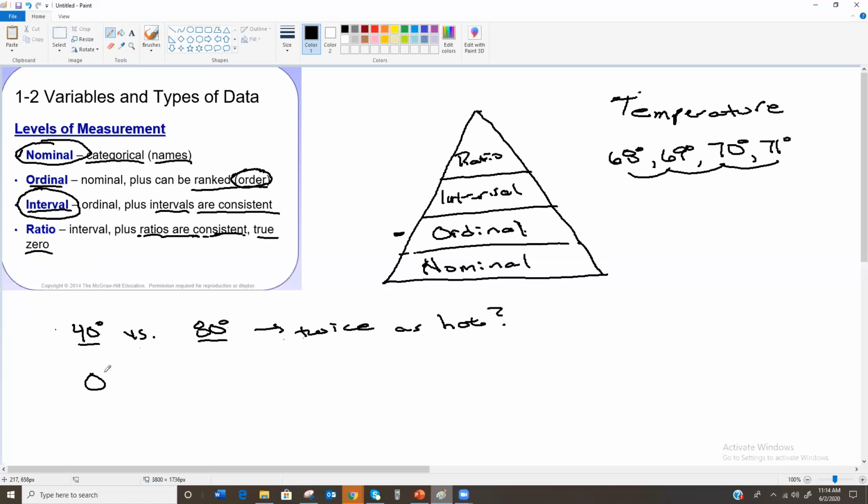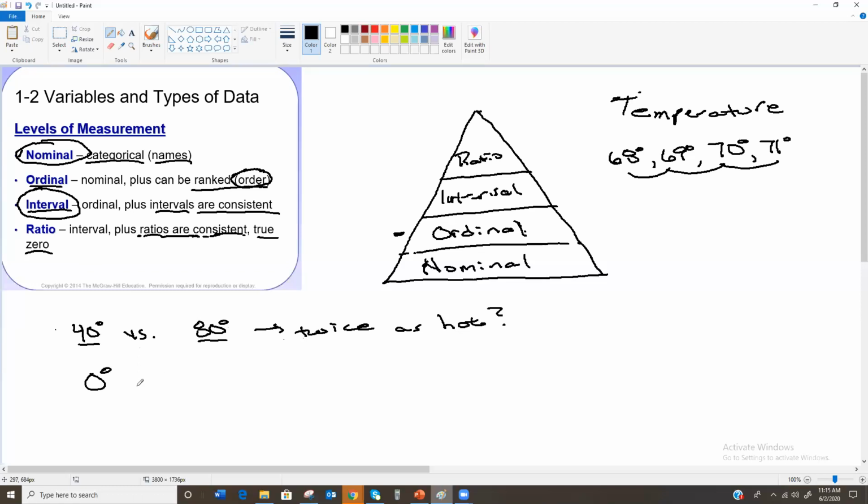So when we have 0 degrees, is that the lowest we can go? Is that truly 0 temperature? No. You can have negative temperatures, right? Maybe not here in Houston, but definitely all around the world, you can have temperatures that are below 0 degrees Fahrenheit, even 0 degrees Celsius.